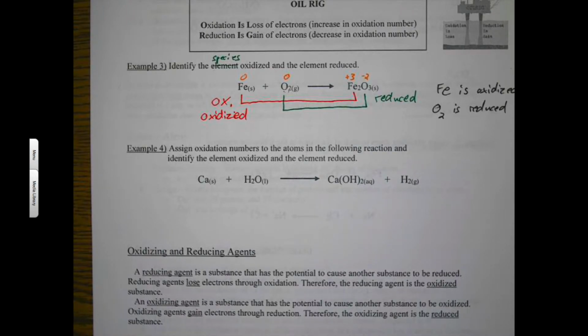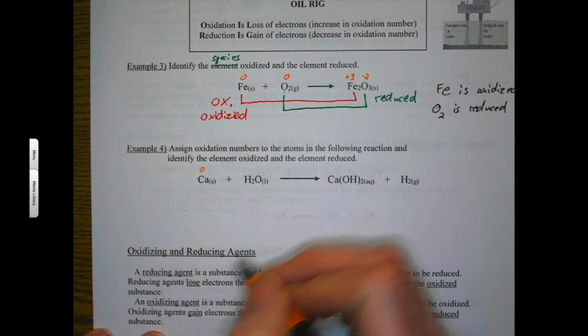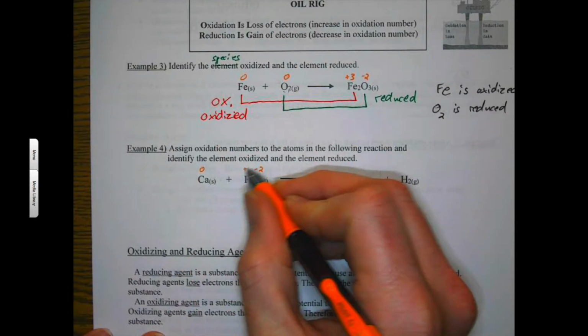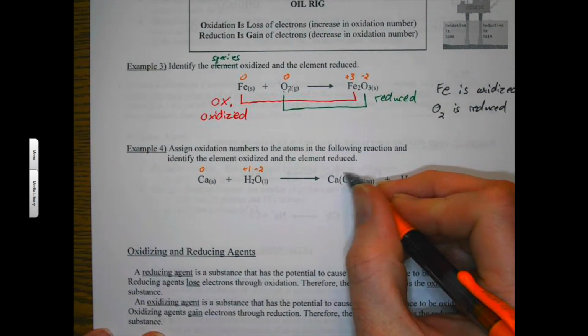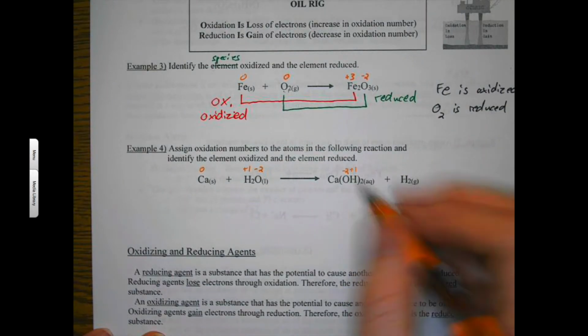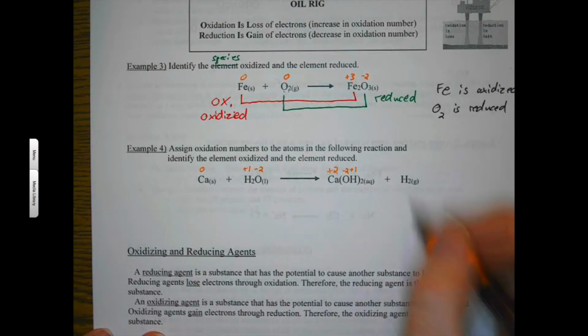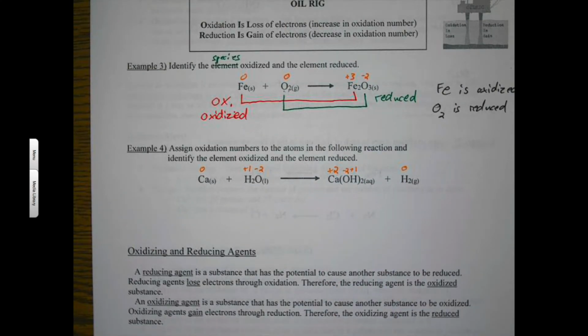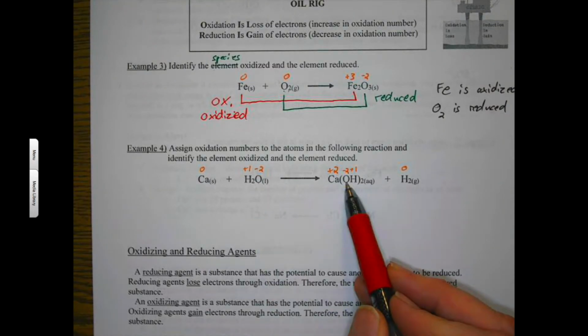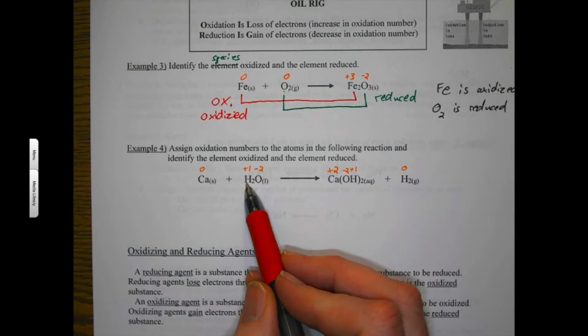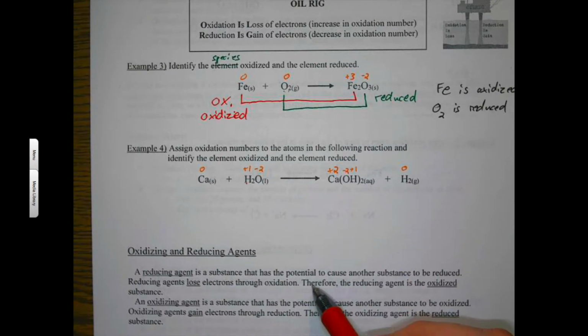Example number 4 says to assign the oxidation numbers to all the atoms in the following reaction and identify the element oxidized and the element reduced. So calcium is 0, oxygen is a -2, that's a +1. That is a -2, +1, and this is a +2, and then hydrogen is a 0 here. So this one's a kind of a tricky one. You'll see that oxygen doesn't change from here to here, and the hydrogen does not change from here to here. But hydrogen does change from here to here.